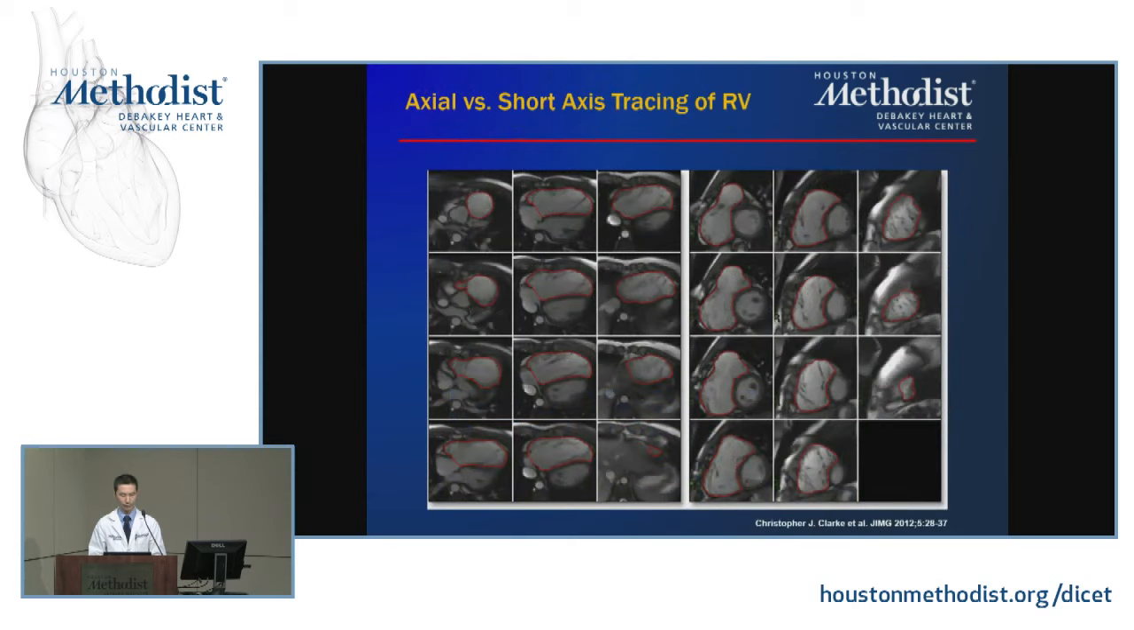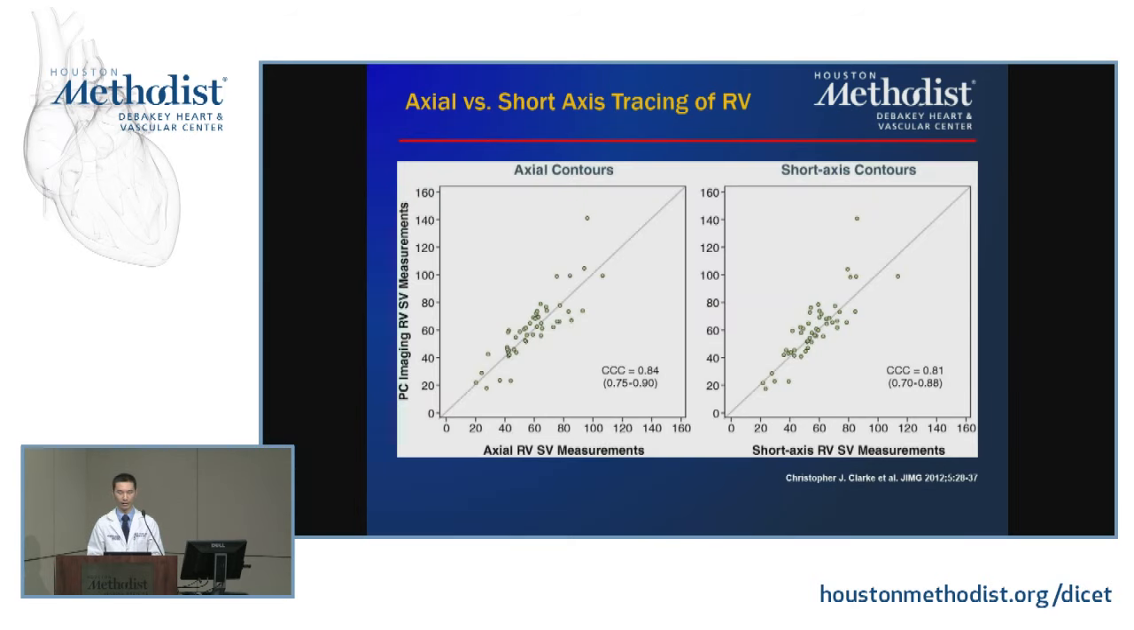Okay. But I mentioned that we traced it on short axis. What about doing it on long axis? And it turns out Clark and others have investigated this a while back, and they actually found that this is fairly comparable. That one, you can do it, and two, that when you compare it with phase contrast imaging, the method of looking at flows for validation, axial contours and short axis contours are actually in pretty good agreement. And shown here, you can see there's a correlation of about 0.84 for axial tracings and 0.81 for short axis tracings, with the confidence intervals that roughly overlap.